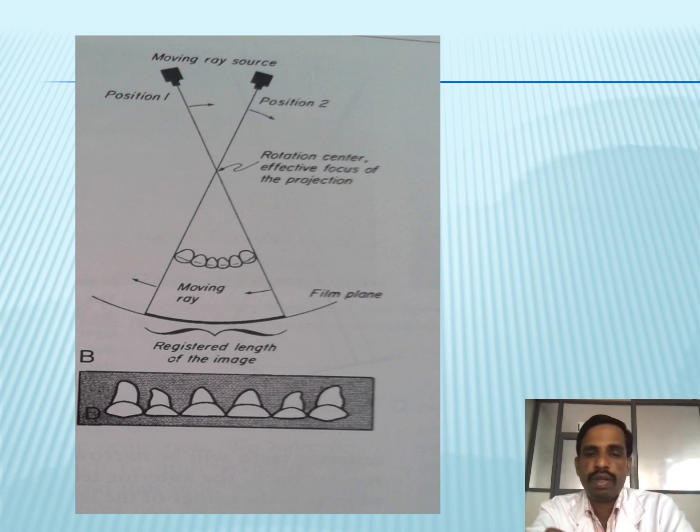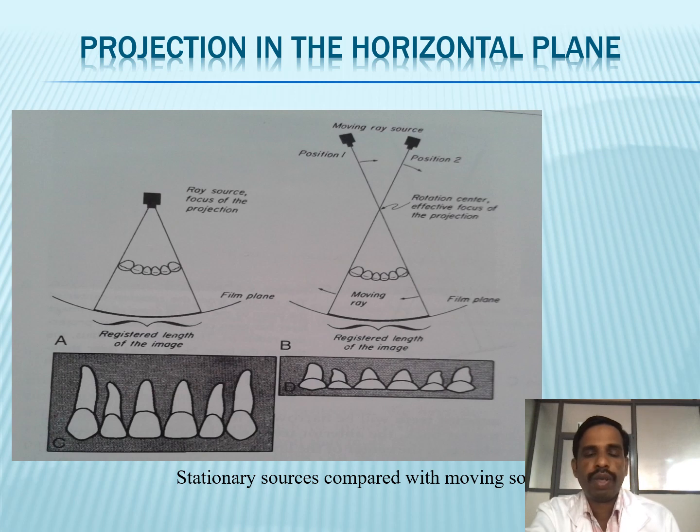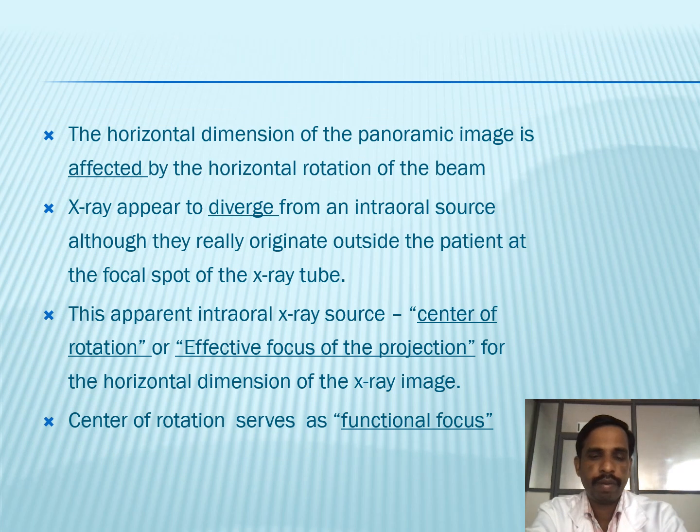As a result of this, we are able to see the image horizontally, and the object size is going to be distorted. We imagine that the rotation center has an effective focus of projection instead of the focal spot. So instead of the focal spot, we take this rotation center, which is imaginarily located in the oral cavity, as a functional focus for horizontal projection. We have to keep that in mind.